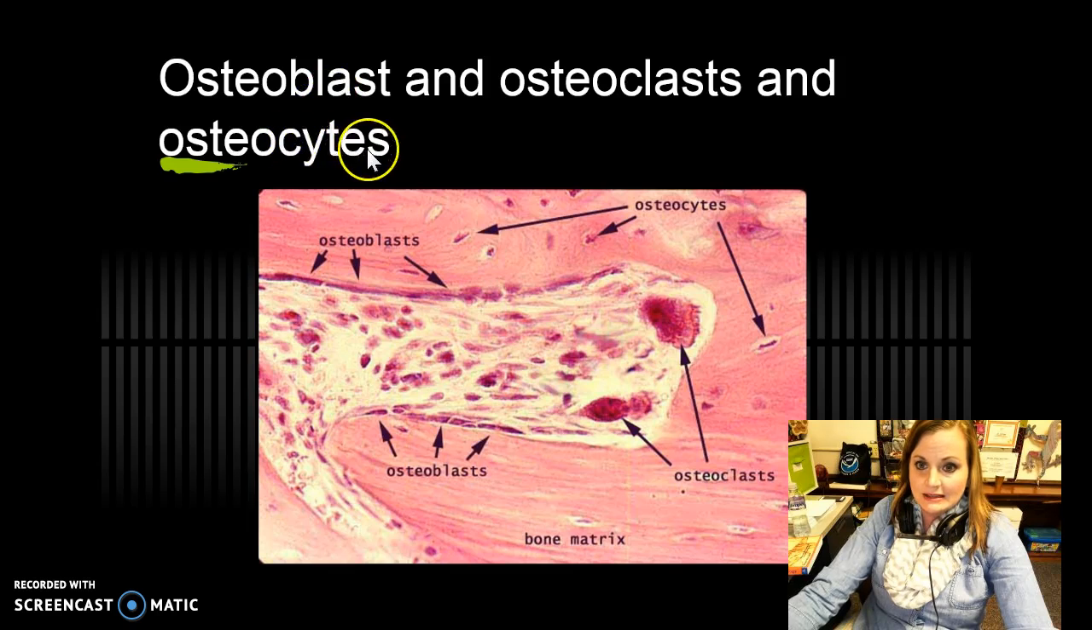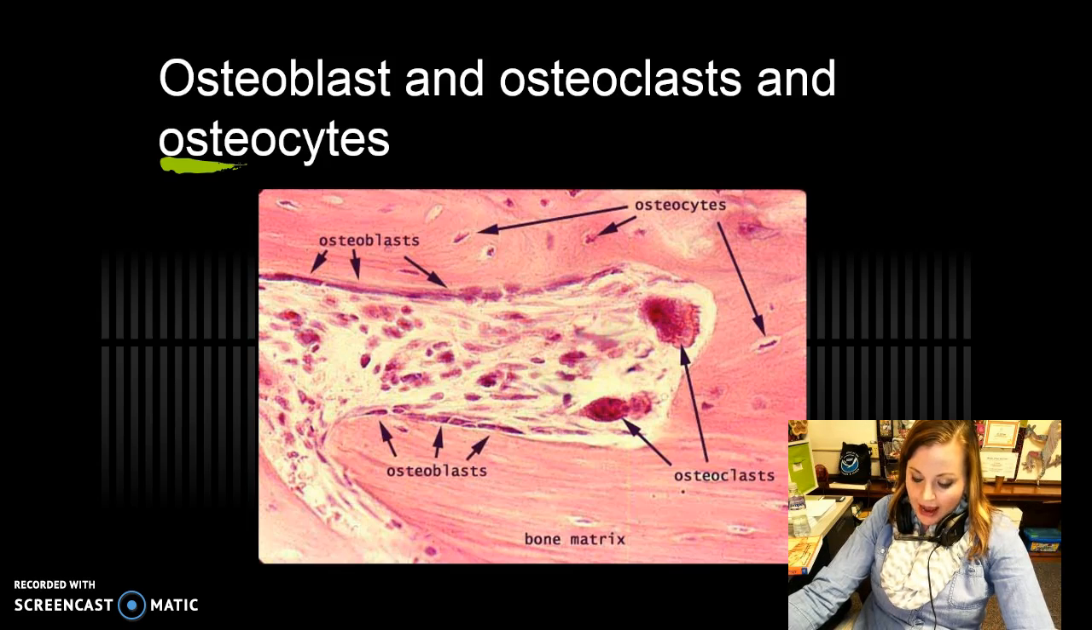Remember too that cyte at the end here refers to cell. So we have a bone cell, osteocyte, which is kind of weird because we have osteoblasts and osteoclasts too, which obviously are types of bone cells too.